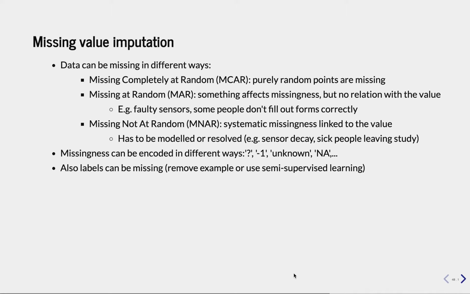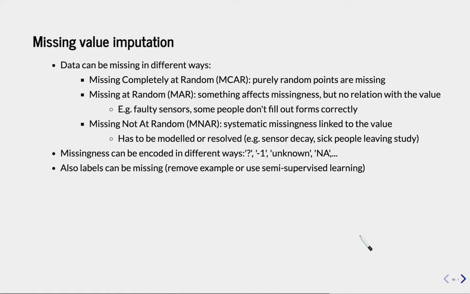Hello, welcome back to our machine learning course, and today we'll talk about missing value imputation, or what to do when you have missing values in your data. Now, missing values can occur in many different ways. It's of course possible that the data is missing completely at random, right? It's just randomly missing. There's nothing really causing it, it's just missing.